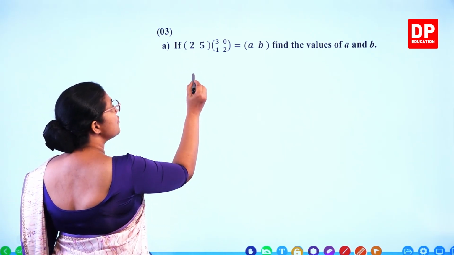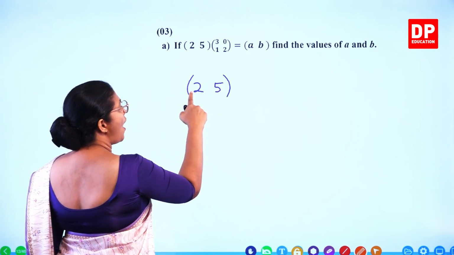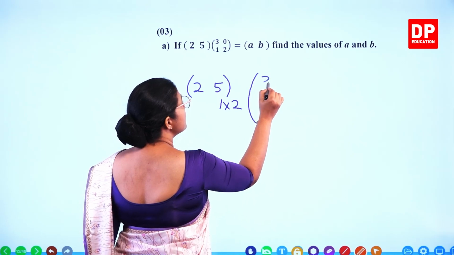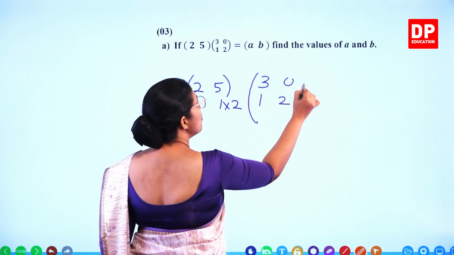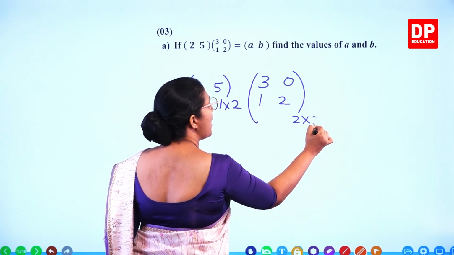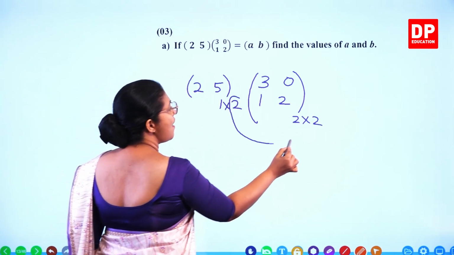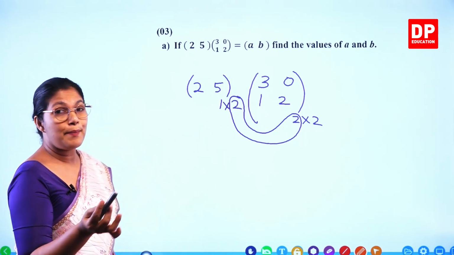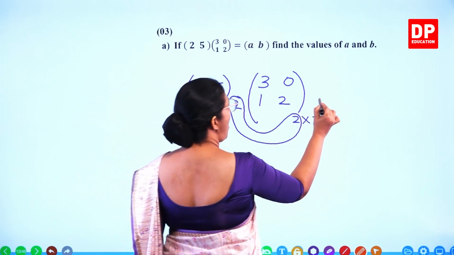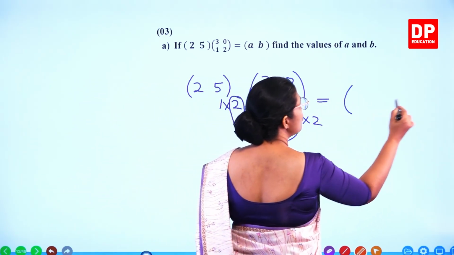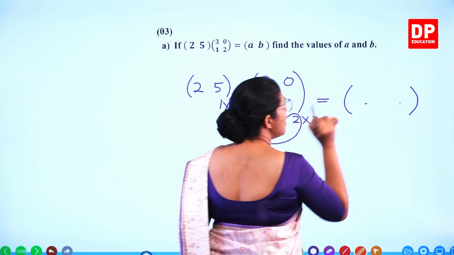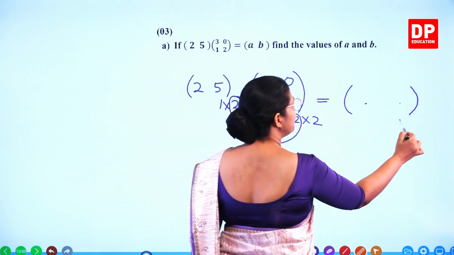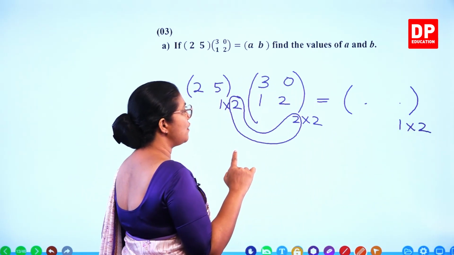What's the size of this matrix? (2 5) means 1 row, 2 columns. What's the other side? (1 3, 0 1 2) 2 rows and 2 columns. 2 by 2 matrix. We can see the number of columns in the first one is the same as number of rows in the second one. So that means we can multiply, and after we multiply we get 1 by 2 matrix. That means 2 columns and 1 row. How we find out the values?